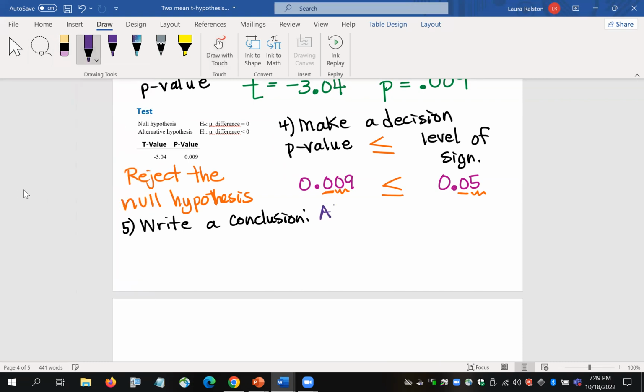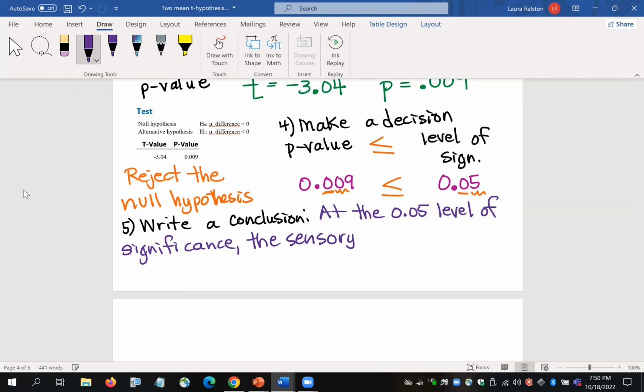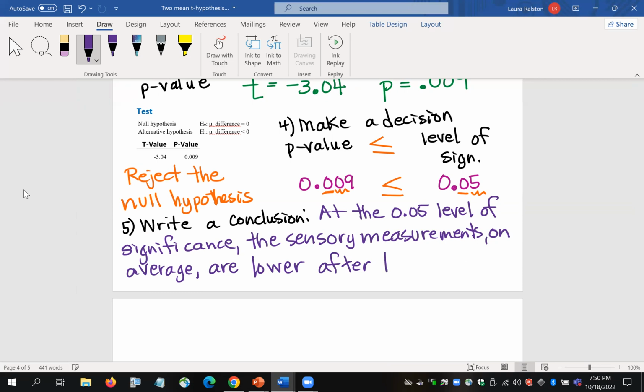We would say at the 0.05 level of significance, the sensory measurements on average are lower after hypnotism, or after hypnosis.